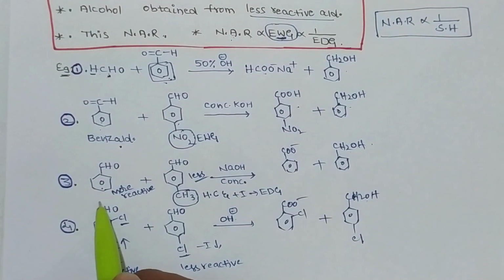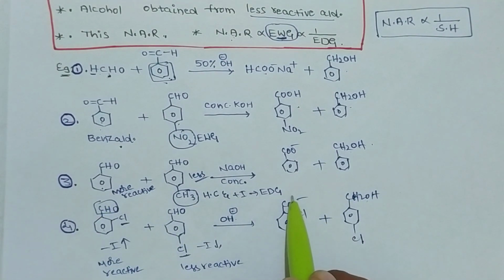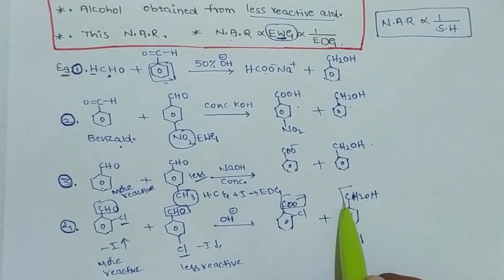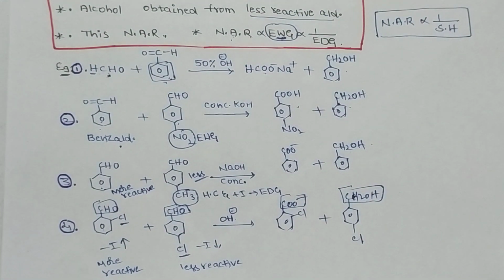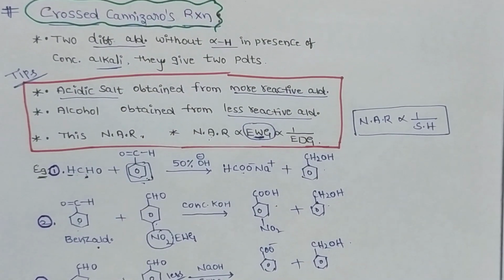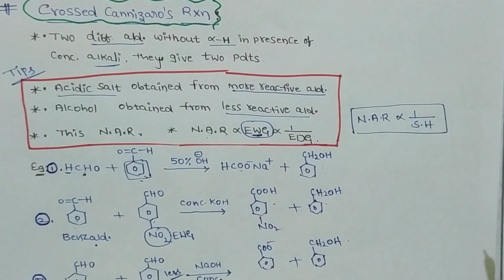Just convert one CHO group into the oxidized product, and the other CHO group into the reduced product. Okay, this is overall about the crossed Cannizzaro reaction. If the steric hindrance is more, nucleophilic addition reactions will be lesser. Thank you.